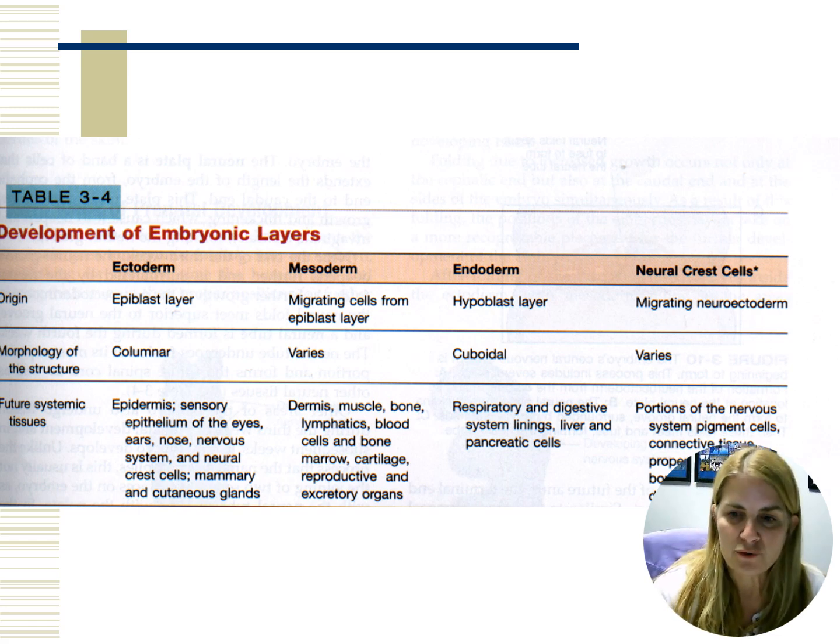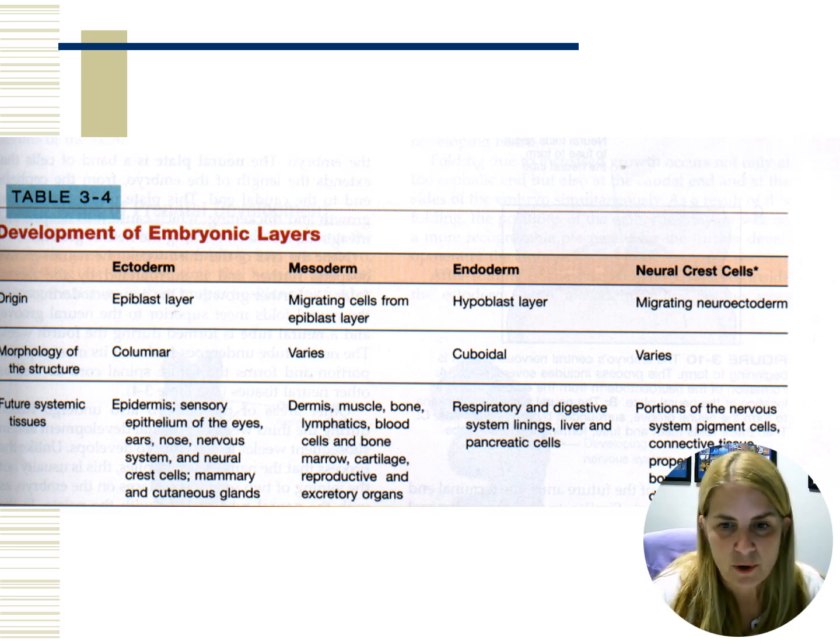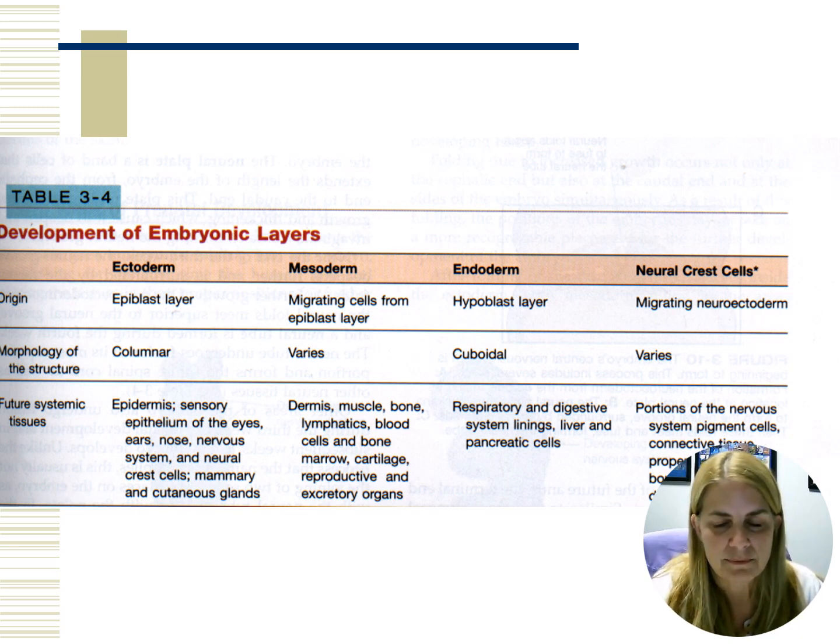And then we've got endoderm, which is our inside layer that originates from the hypoblast layer, small cuboidal cells. And the endoderm is the GI tract and associated glands and the respiratory epithelium, and then also the liver and pancreatic cells. Now on the end, we've got neural crest cells listed as an embryonic layer, and histologists consider neural crest cells kind of like a fourth embryonic cell layer.